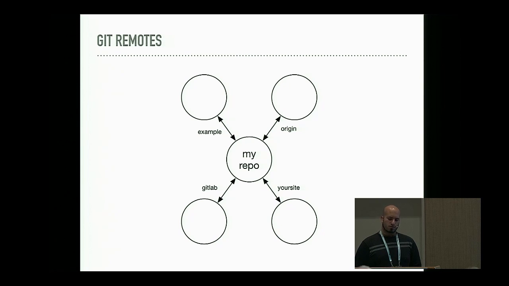So now I might have 2 remotes that are on GitHub, one of which is called example and one of which is called origin. I might have a remote hosted on gitlab.com, which I call GitLab. And I have a remote hosted on a different website, and I would probably just call that remote your site or whatever. All that they are is nicknames. And the nickname in the command that we ran was origin.